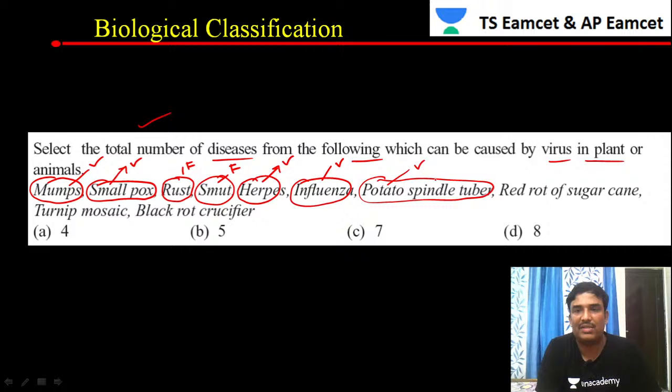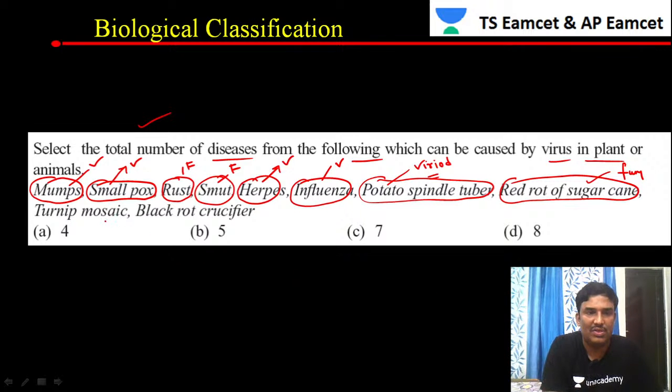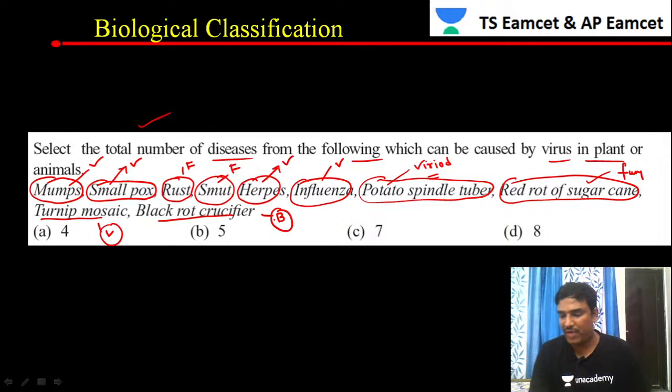So this is also a viral disease. In plants, viral diseases include viroids. So potato spindle tuber virus is actually a viroid. Red rot of sugarcane, Colletotrichum, is a fungal disease. Turnip mosaic virus is also a viral disease. Black rot of crucifer is a bacterial disease. So now we have to identify the answer.